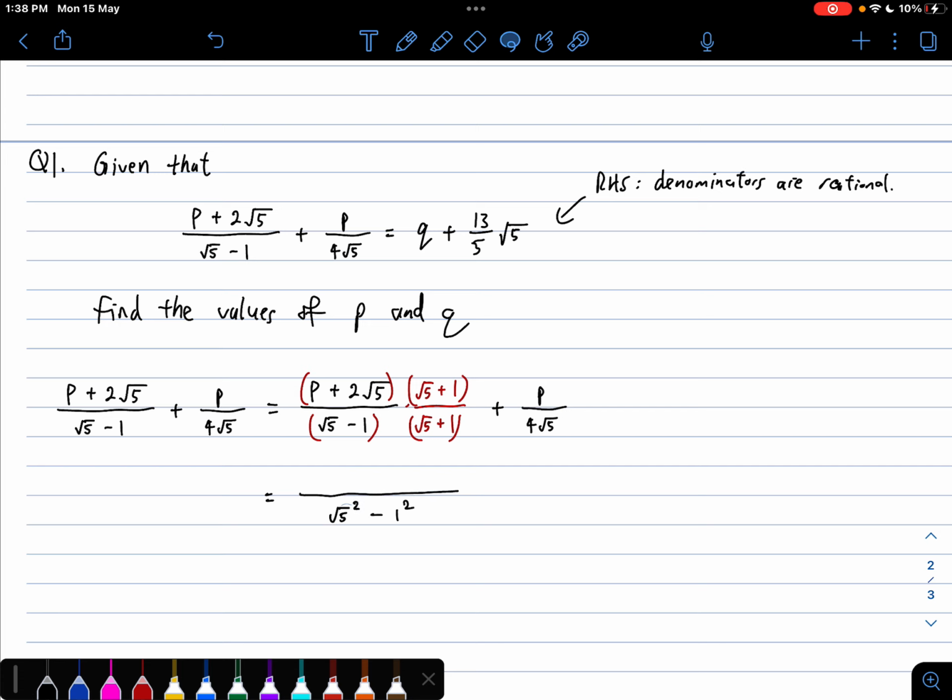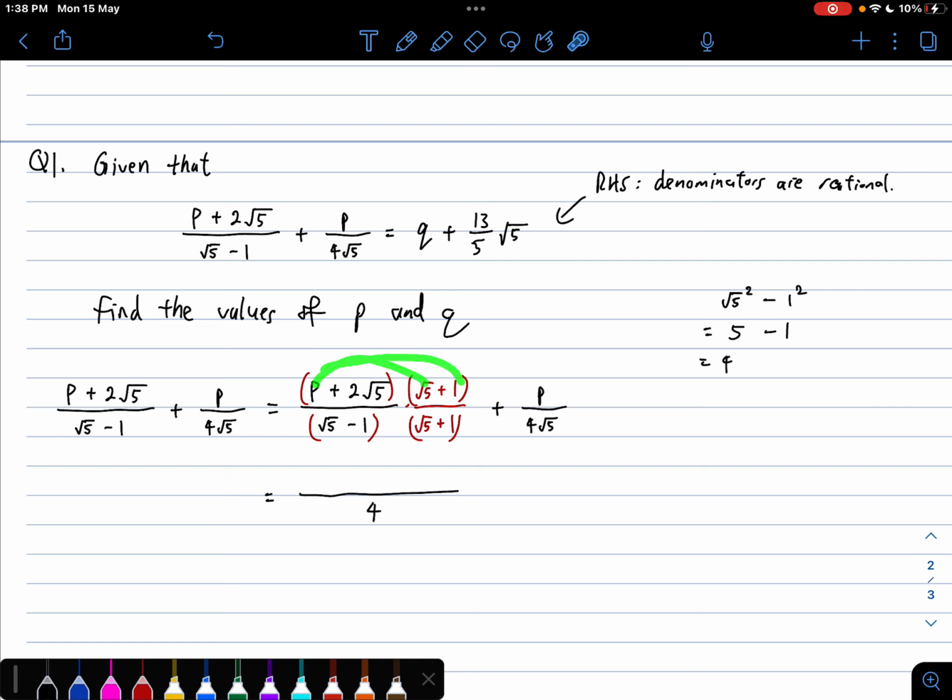Of course, if you want to save some time, you can calculate this at the side and straight away realize that it's just 5 minus 1, which simplifies to just a 4. So I will also do that and simplify it into a single 4. Next, we got this multiplied by that. So we're just going to distribute it straight away.